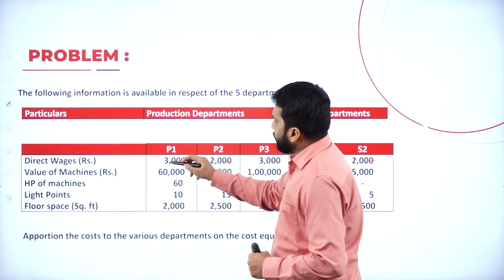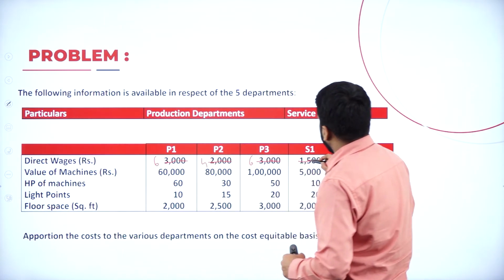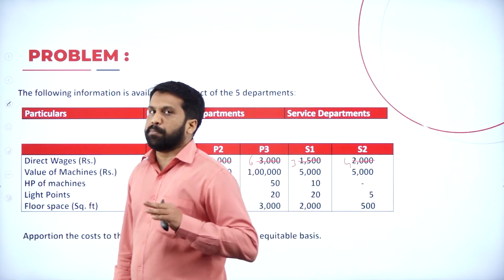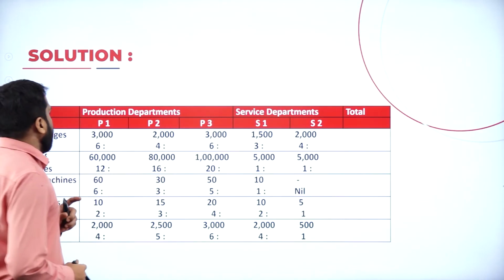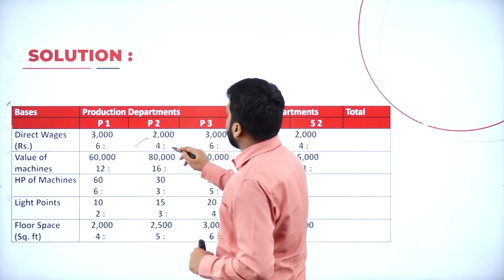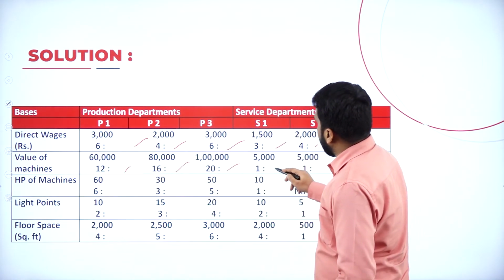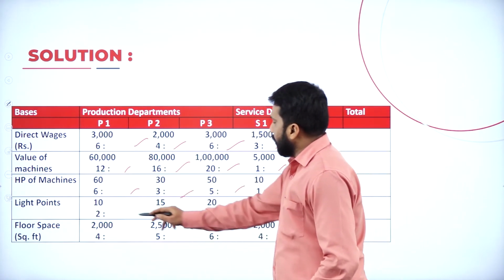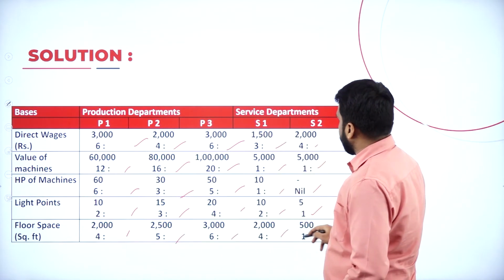Simplify 5, 6, 5, 4, 5, 6, 5, 3 and 5, 4. Like that, you are supposed to simplify. I'll show you how we simplified. Now we simplified 6, 4, 6, 3, 4. 12, 16, 21, 1. 6, 3, 5, 1, nil. 2, 3, 4, 2, 1. 4, 5, 6, 4, 1.